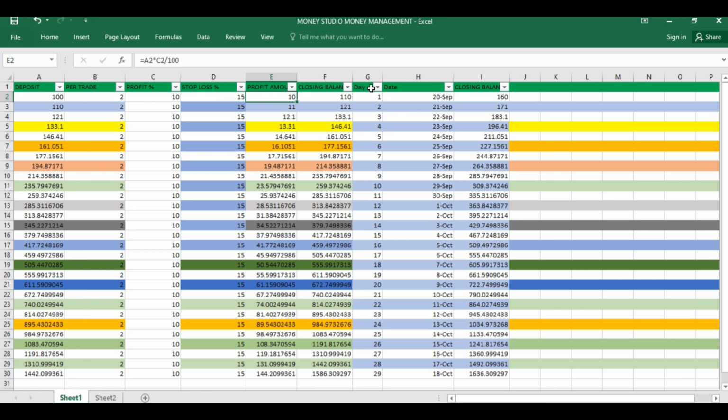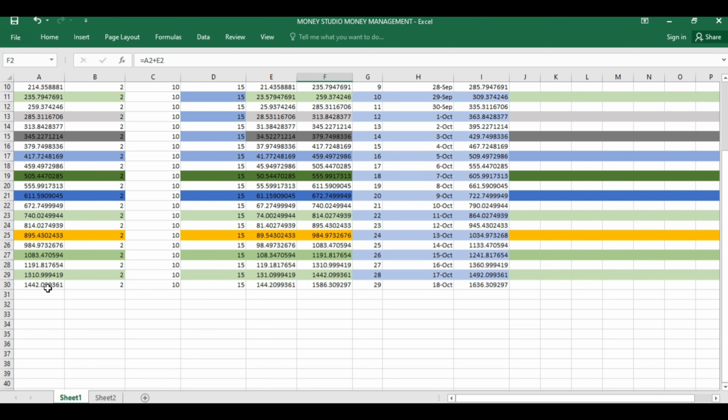Suppose your balance is $100 and you made a profit of $10. Your closing balance is $110, because your profit amount of $10 plus $100 is $110. So this will be your closing balance. Your starting balance was $100 and your closing balance will be $110. This will change automatically. You only have to change this area directly, and the money management sheet will show you the whole month. This is for 30 days only. If you want extra days, you can extend it by clicking here.